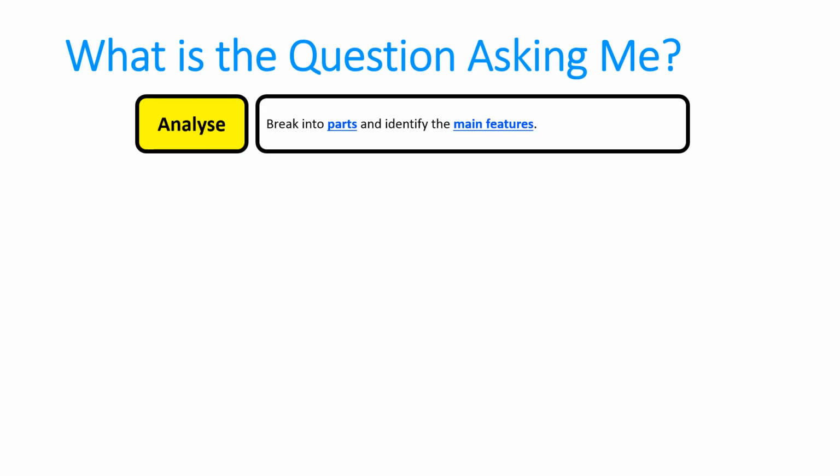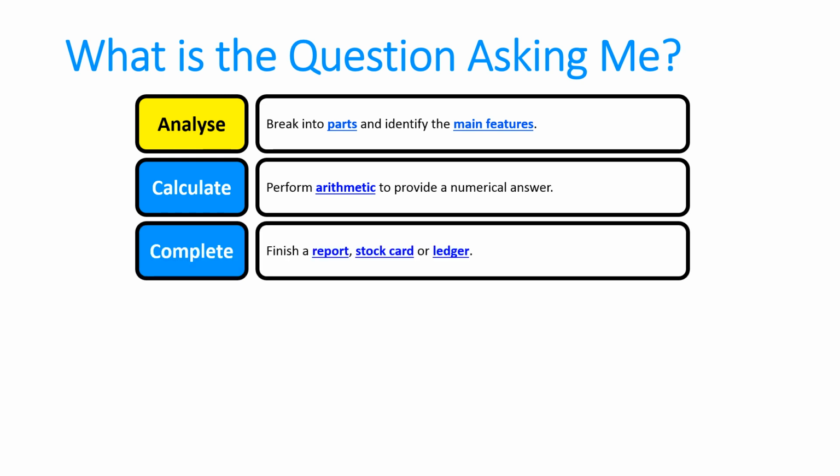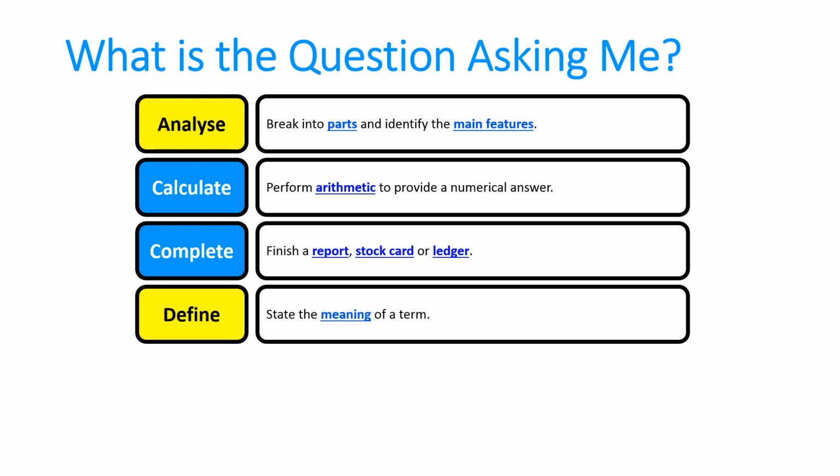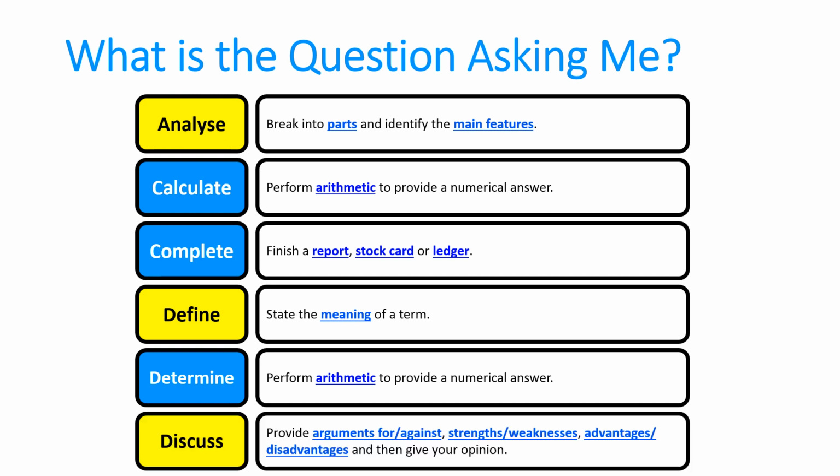So, for example, if you get asked to analyze something, that means to break it into parts and identify the main features. If you get asked to calculate something, that's obviously to perform some sort of arithmetic with your calculator. Complete something, that'll be to finish a report, a stock card, or a ledger. Define something, state the meaning of a term. Determine, which is the same as calculate, so we use that in accounting to say, can you perform a calculation?